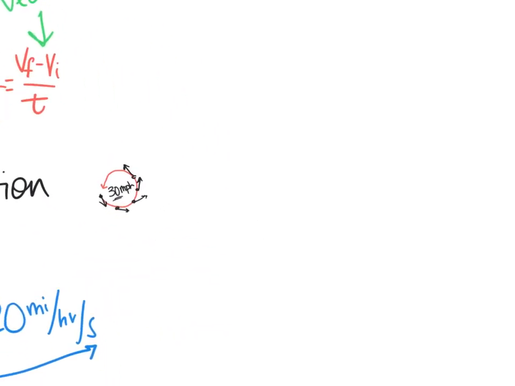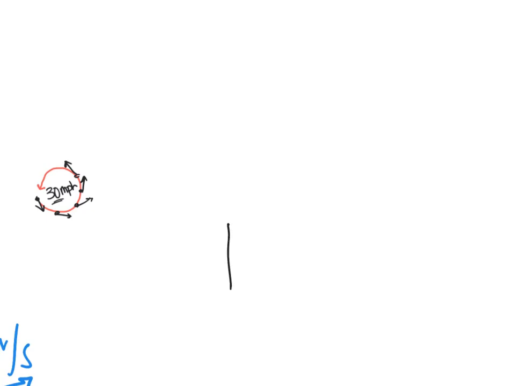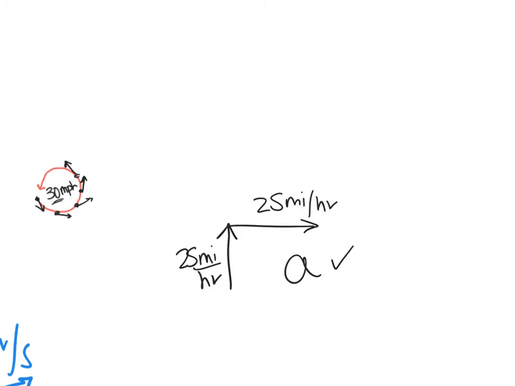Same deal if I'm driving and I'm going 25 miles per hour down the road and I hang a right really quick and I'm still going 25 miles per hour, my direction has changed. I was going north, now I'm going east. So because of that, yes, there was an acceleration, okay?